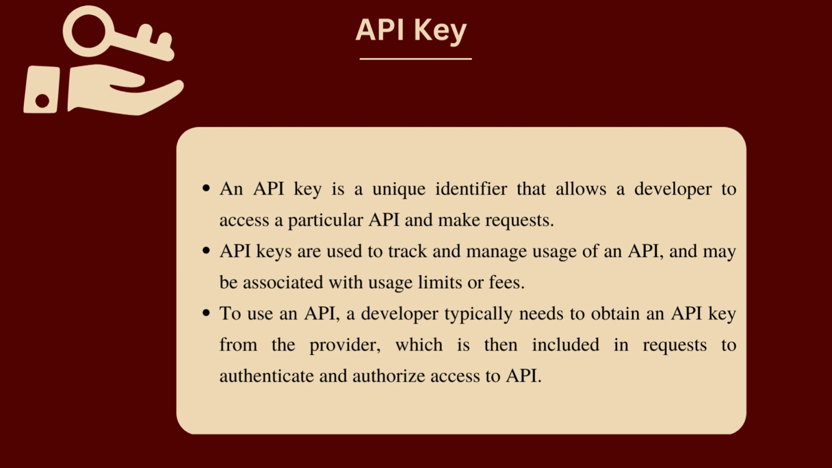If an API key is compromised or lost, the API provider may revoke it and issue a new one. This helps to prevent unauthorized access to the API. So, in summary, an API key is a unique code that is used to authenticate and authorize access to an API. It's an important security feature that helps to ensure only authorized applications and users can access the API.